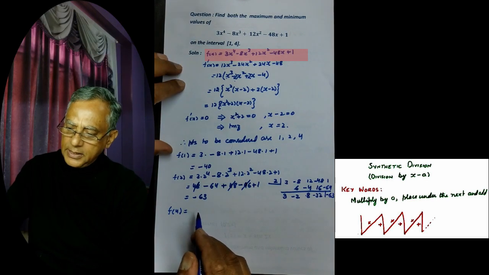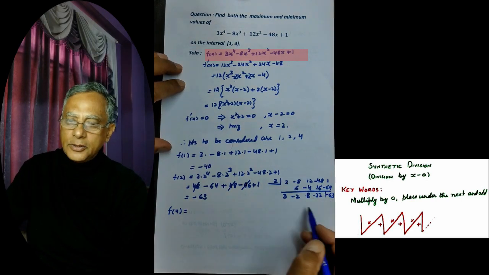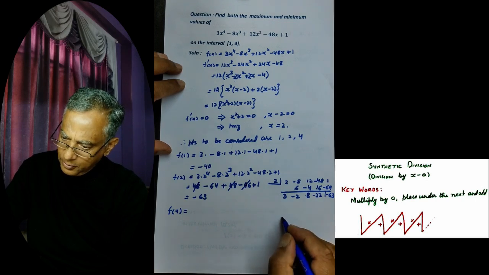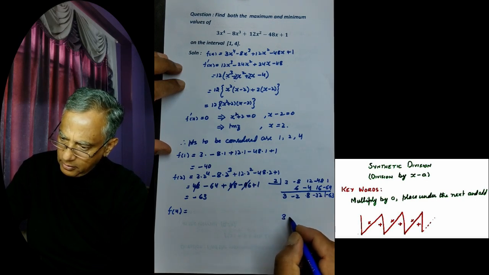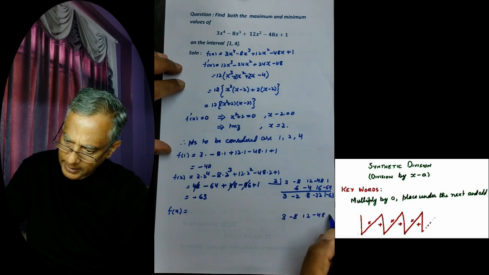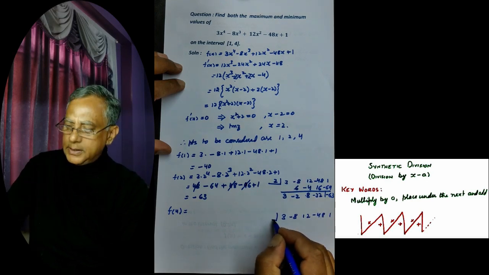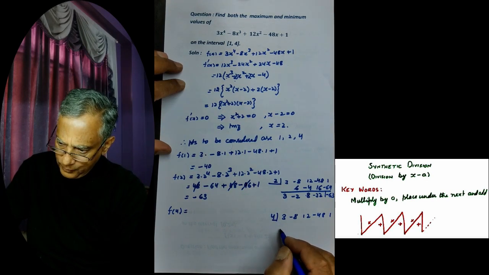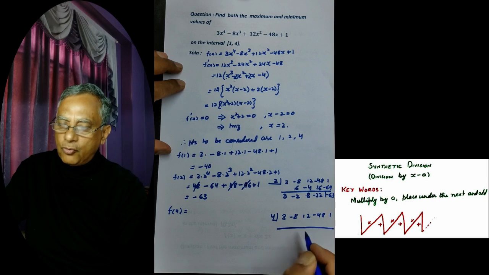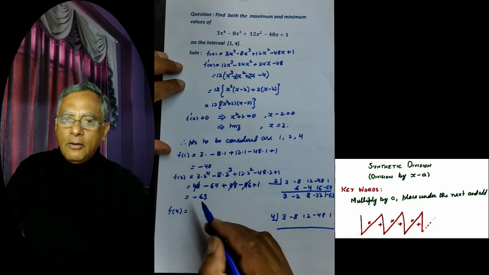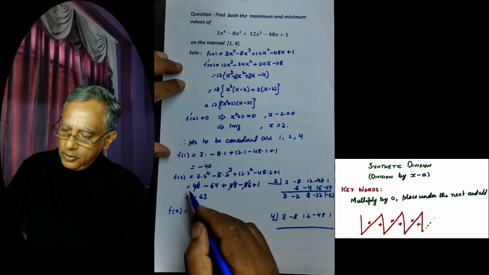In some situations this is less time consuming. For 4 I am again using the synthetic division. 3, minus 8, 12, minus 48 and 1, and the divisor is 4. The value at 4 will be found like this. The remainder is the value of the function. This is the remainder, and it is equal to the value of the function at the point.